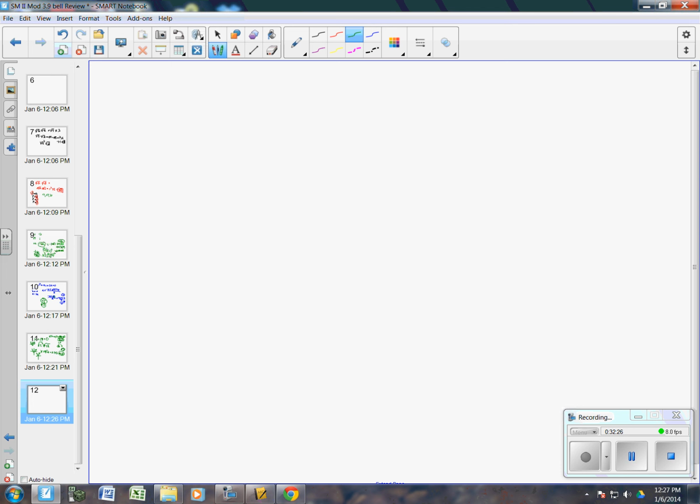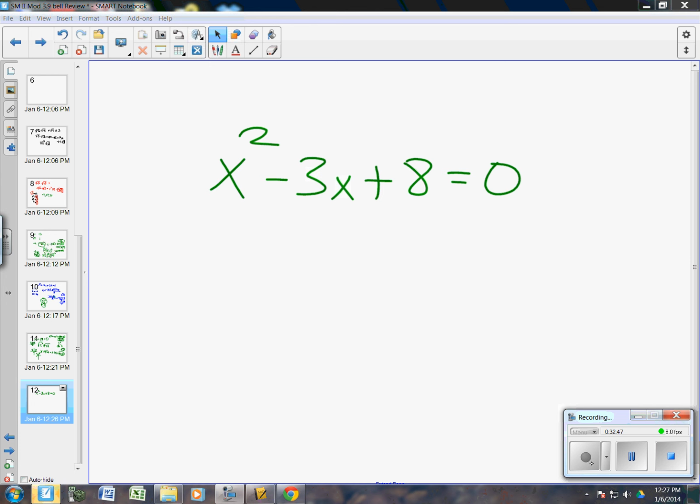Okay, let's do this one right here. I want you all in your groups with your shoulder partner. I want you to solve this problem right here. Go. There's the X right there. Sorry, you guys.